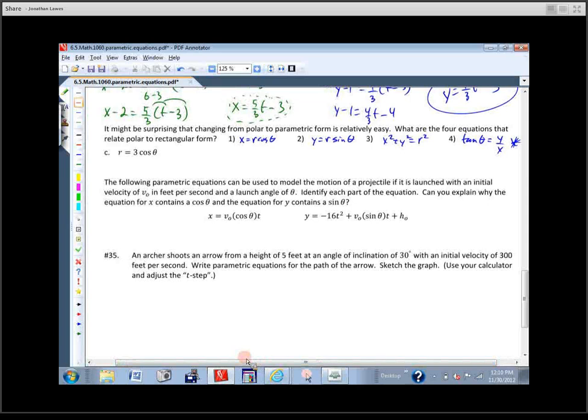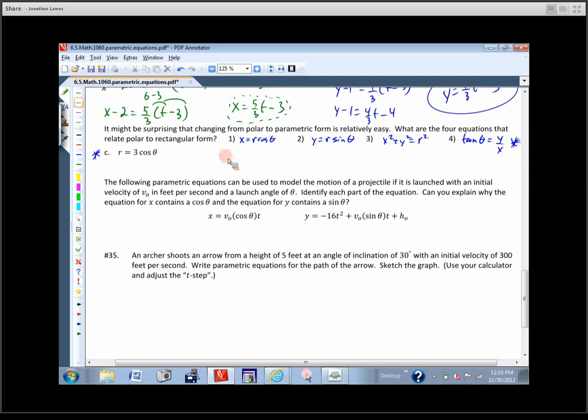So here's what we want to do. We want to take this one, which right now is in polar form. It has r's and thetas. We want to change it so it has x's, y's, and t's. The Greek letter theta, it doesn't look like it, but it's kind of like a t. It's kind of like a parameter. So here's how nice this is.